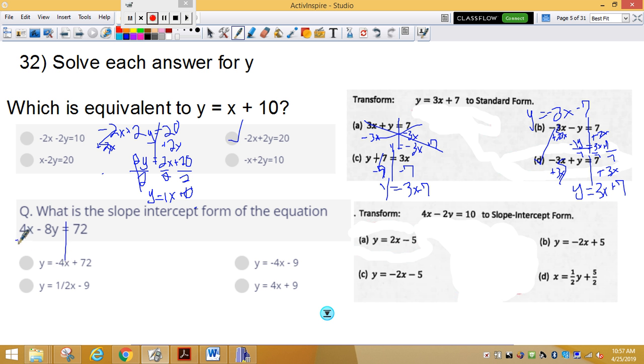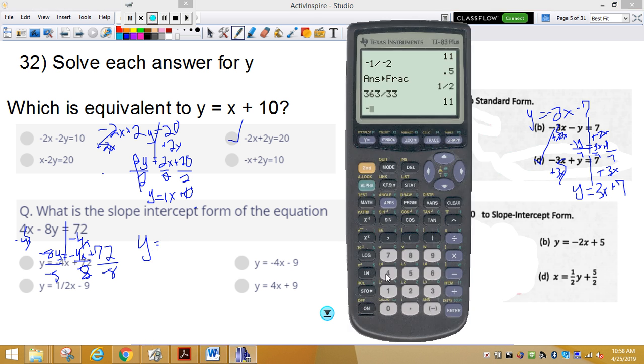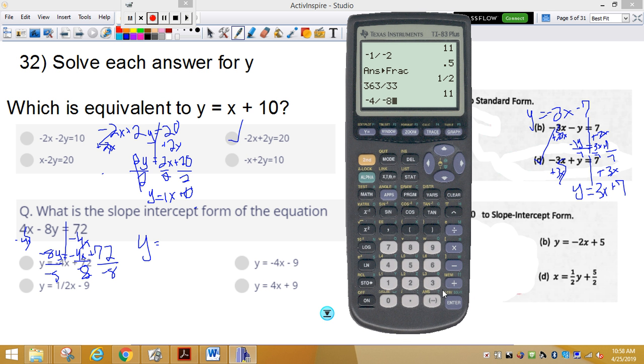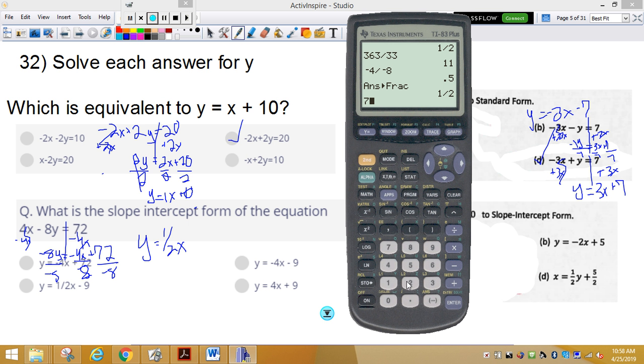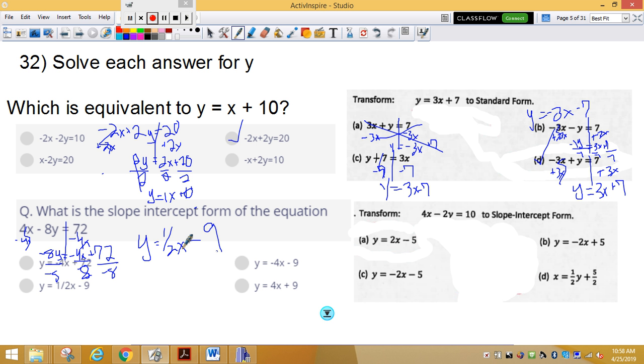So let's solve this. I would subtract 4x. So I have negative 8y, negative 4x, and a positive 72. Then we would divide everything by negative 8. So negative 4 divided by negative 8. Change it to a fraction. I get 1/2. So 1/2 x. 72 divided by negative 8 is a negative 9, so I will put minus 9. So the answer is C.